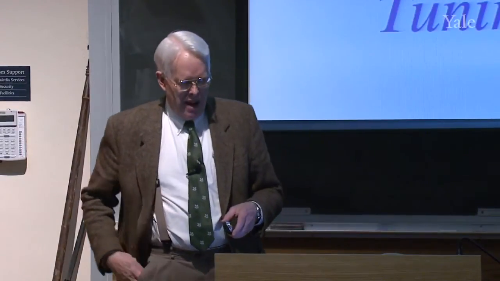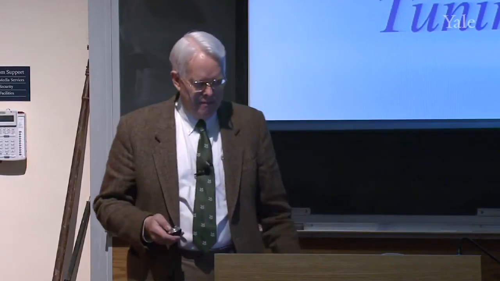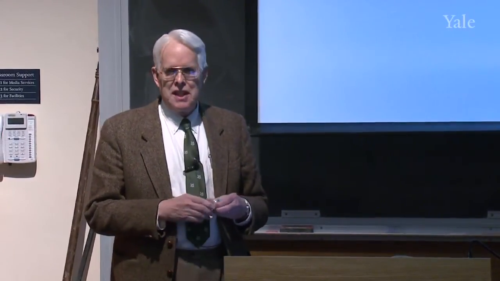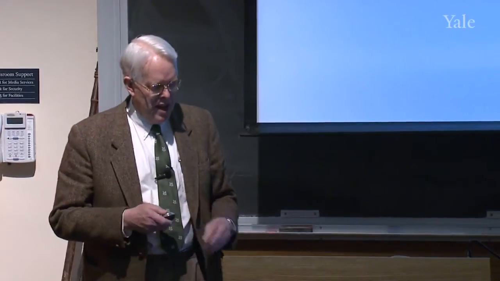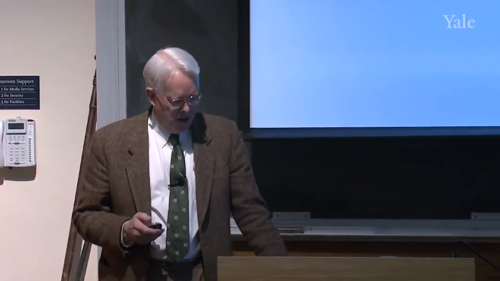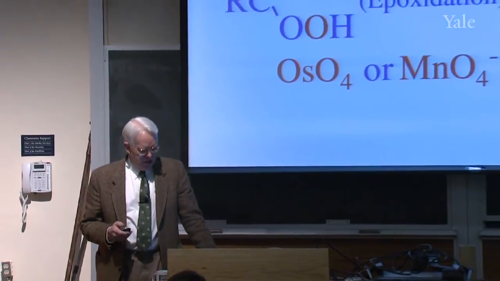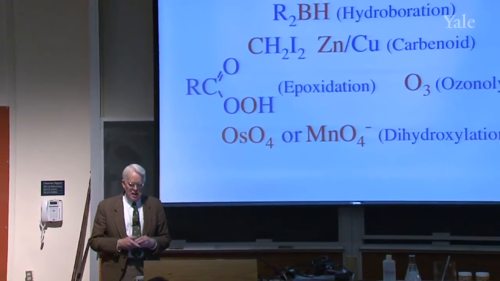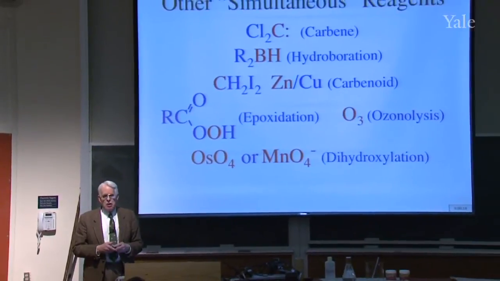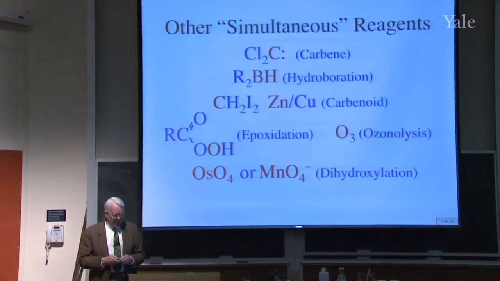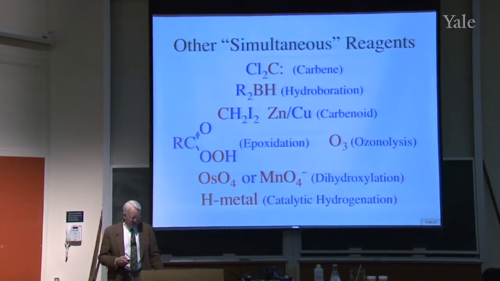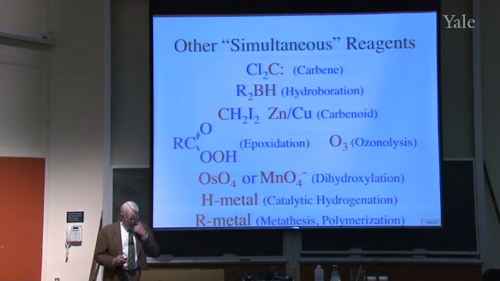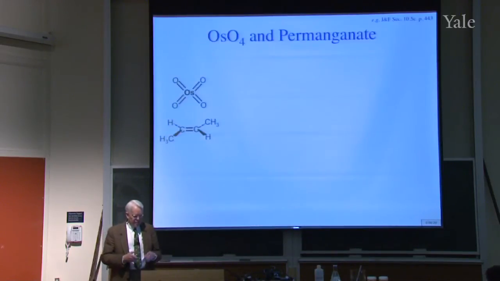Okay, we're still talking about addition to alkenes. And we've looked at these various electrophile cum nucleophiles adding to alkenes. And now, at the beginning last time, we introduced the idea of osmium tetroxide, and we'll go on to permanganate as reagents for dihydroxylation of alkenes. Then we'll go on to things involving transition metals, catalytic hydrogenation, and also metathesis and catalyzed polymerization.